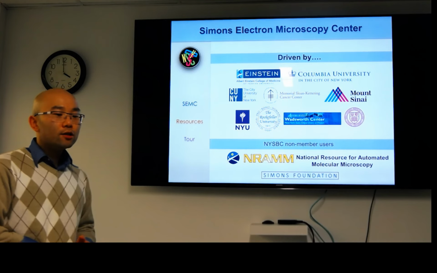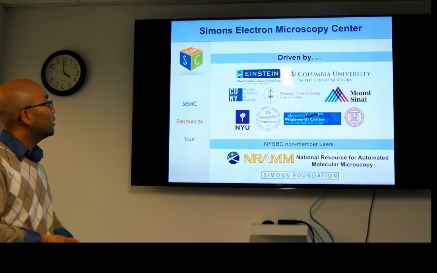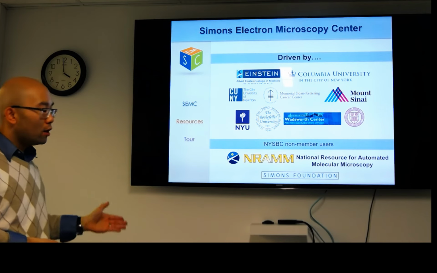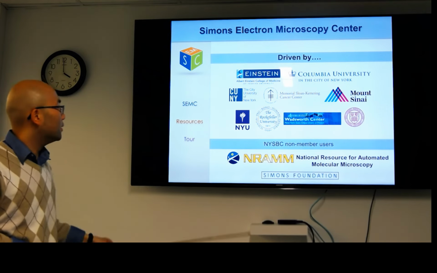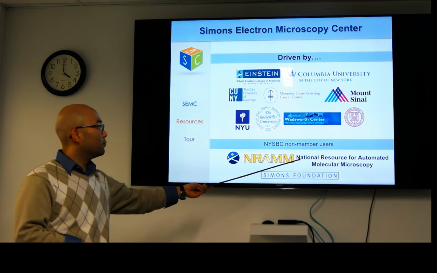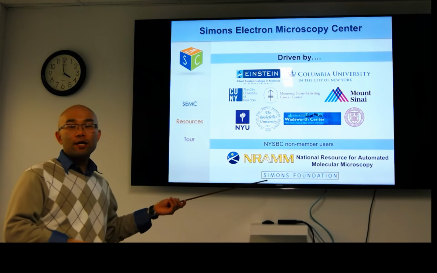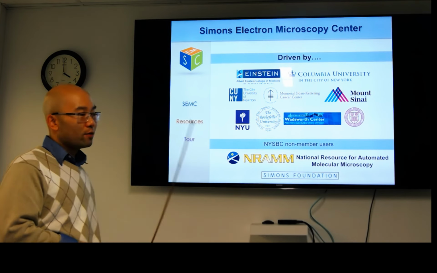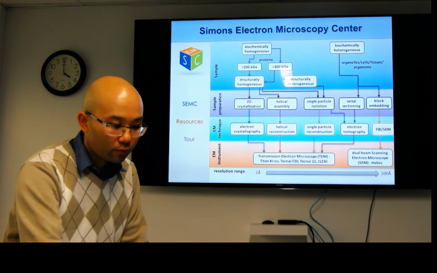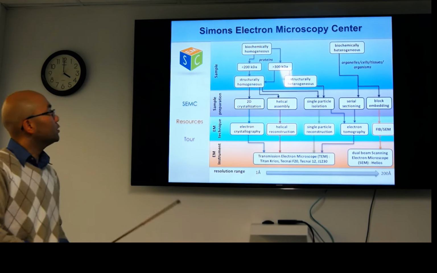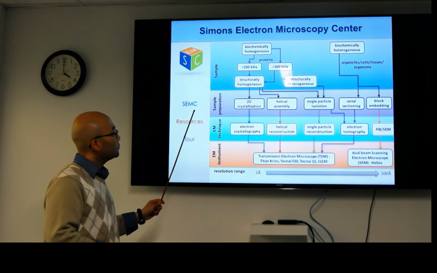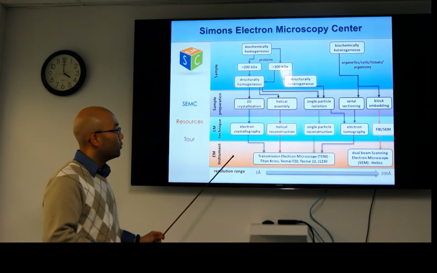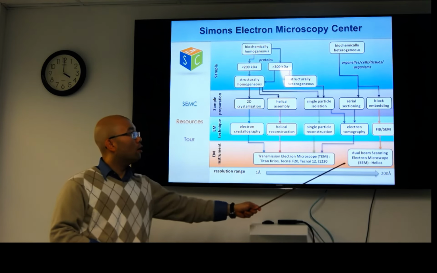Okay, so the Simons Electron Microscopy Center, the research here is driven by our 9 member institutions, as well as we have a P41 on site, NRAM, the National Resource for Automated Molecular Microscopy, and the Simons Foundation has been very generous with us, and that's why we've been renamed the Simons Electron Microscopy Center. As I mentioned, we handle all different types of samples, from heterogeneous to homogeneous, and we'll go on a tour and show you all the microscopes we have on site.